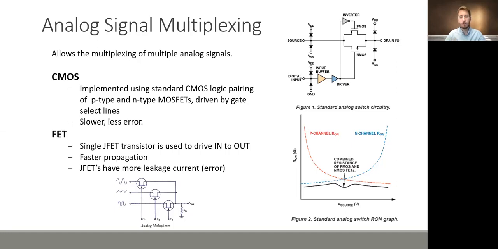You've got your 0 to VCC voltage range that you can send as an analog signal, and it will send it and multiplex it. However, there aren't really any internal circuit diagrams of how this chip works.